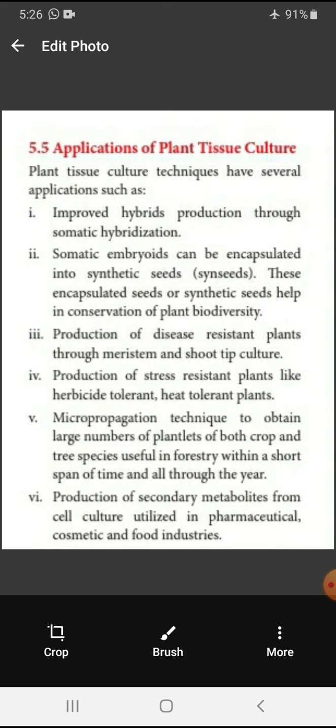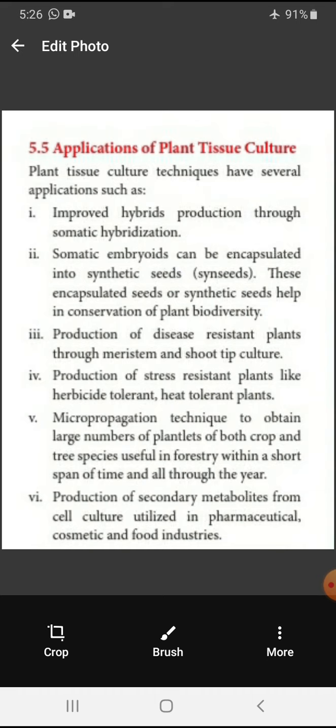What do you mean by improved hybrids? Nowadays we produce a large number of varieties of rice, wheat, etc. It is called improved hybrids. Then, somatic embryoids can be encapsulated into synthetic seeds. Simply, artificial synthetic seeds can be produced through the applications of plant tissue culture. These encapsulated seeds help in conservation of plant biodiversity.